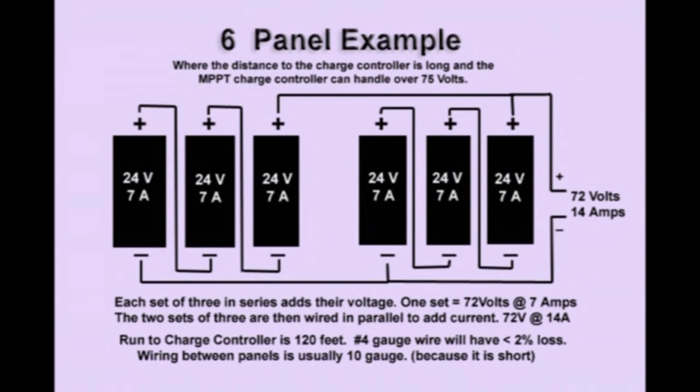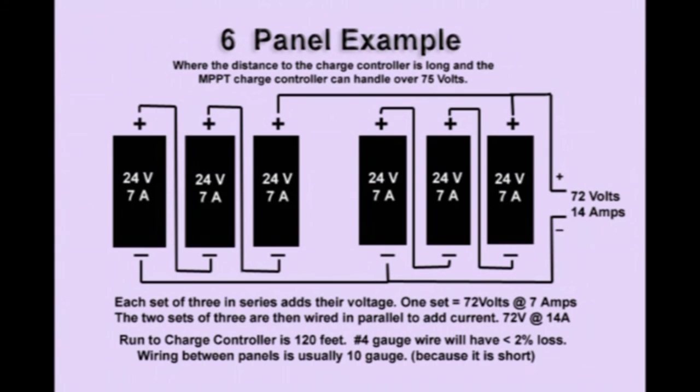And here's a 6-panel array. We've got 2 sets of 3 in series and then paralleled. So the wiring on the left and the wiring on the right is exactly the same. And then we're taking the plus off of one pack of 3, the plus off the other, and putting them in parallel, and the same with a negative, coming up with 72 volts at 14 amps in this case.